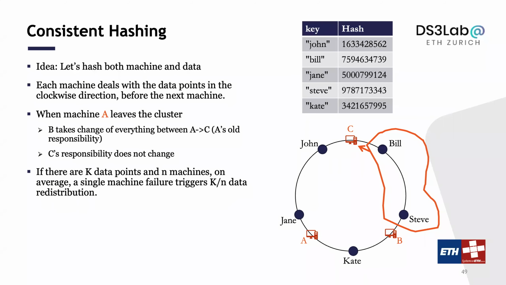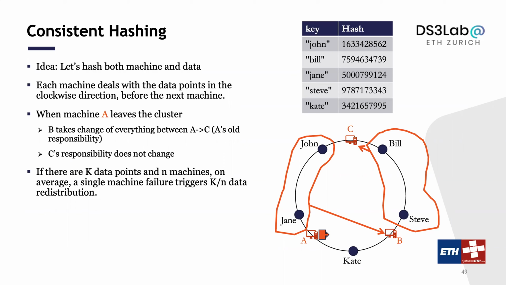So this is actually very interesting because if you think, okay, so what if machine A leaves the cluster? This guy leaves. What do I need to do? In this case, all I need to do is to give B all of these tuples. And if you think about the responsibility of C, it actually doesn't change. You will not have this reshuffling problem, because the interval that C deals with doesn't change. It always deals with the interval between B and C. When A leaves, you give whatever the old workload from A to B, and that's it.